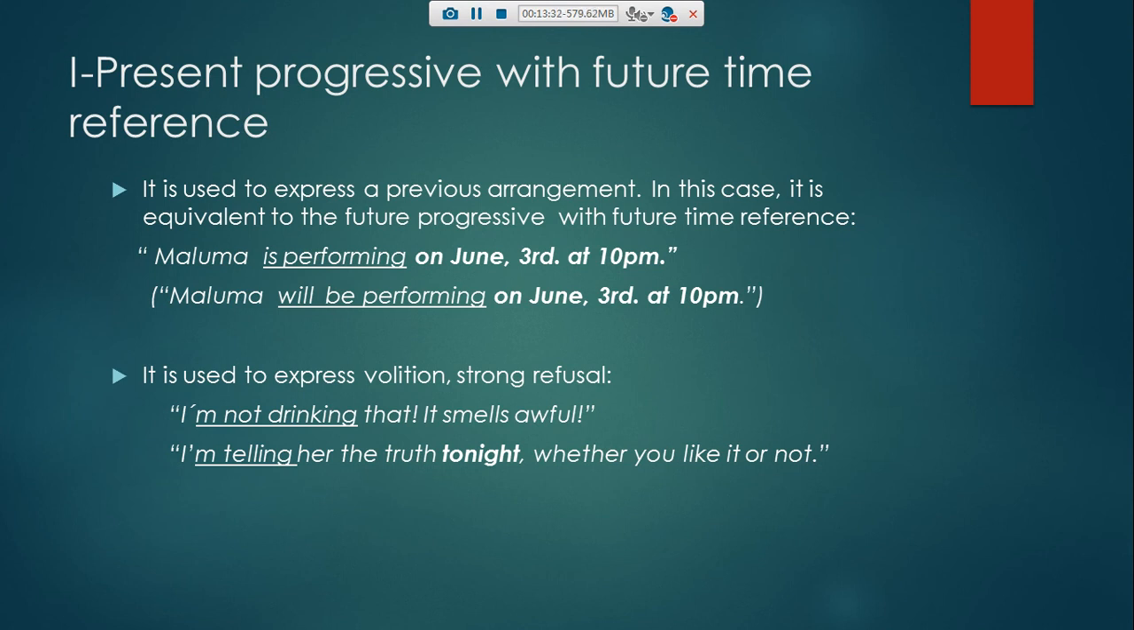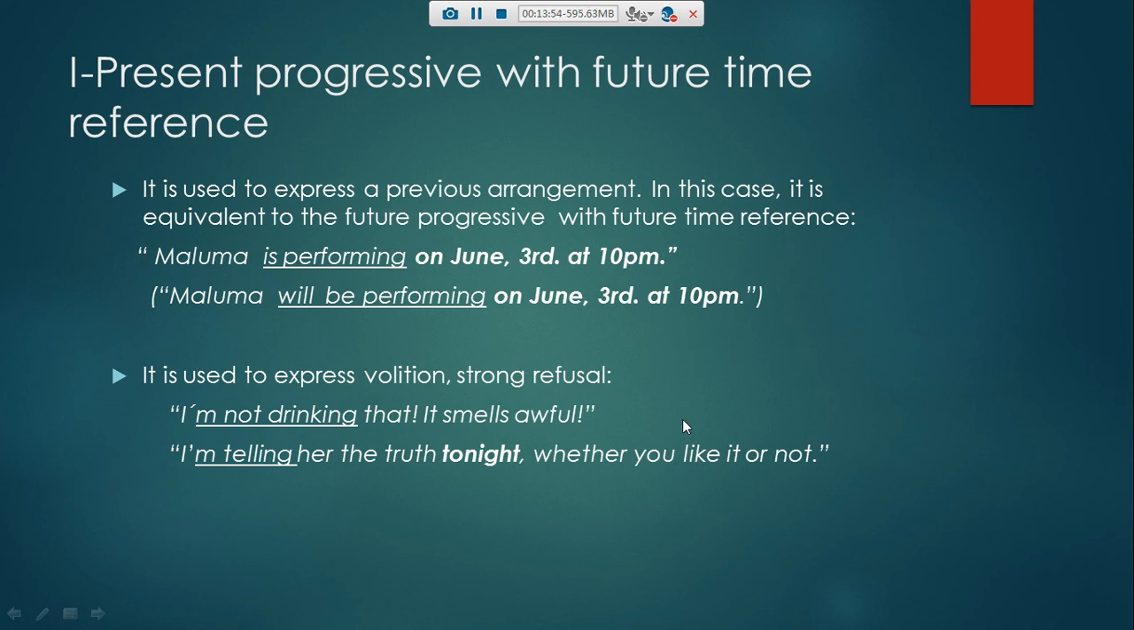Present progressive with future time reference. It is used to express a previous arrangement. In this case, it is equivalent to the future progressive with future time reference. So, Maluma is performing on June the 3rd at 10 p.m. is equivalent to Maluma will be performing on June the 3rd at 10 p.m. We're going to be seeing this use in a second.